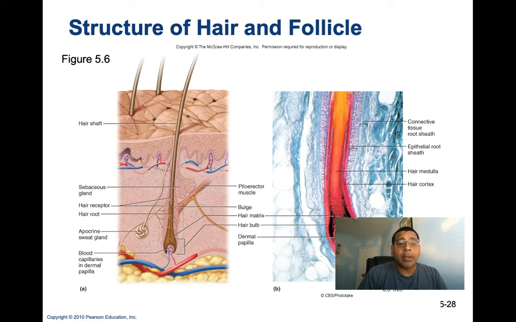Then when we talk about the root, the root is found from the shaft down to the bulb area. It's the region running from the shaft down to the bulb. This will be the hair root, where you have ongoing keratinization.